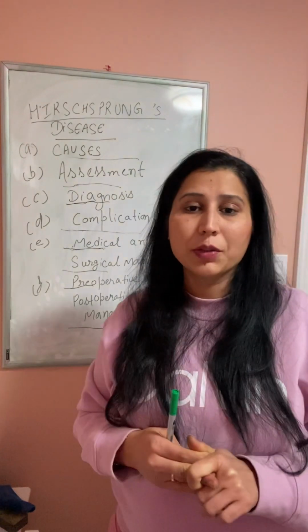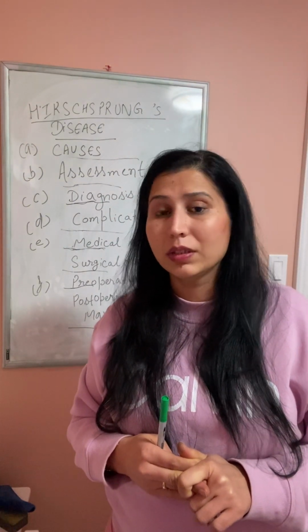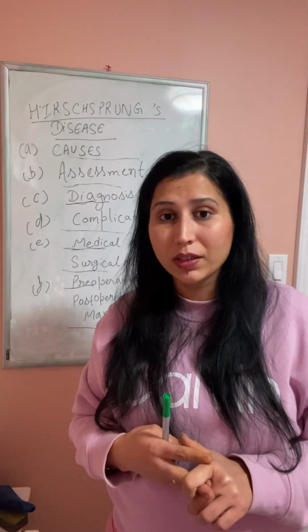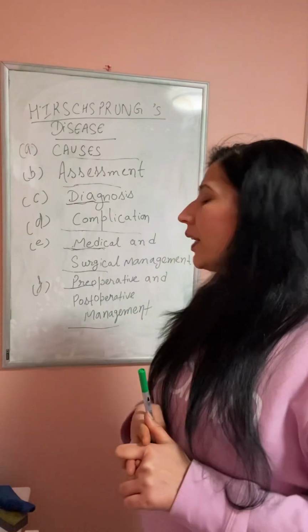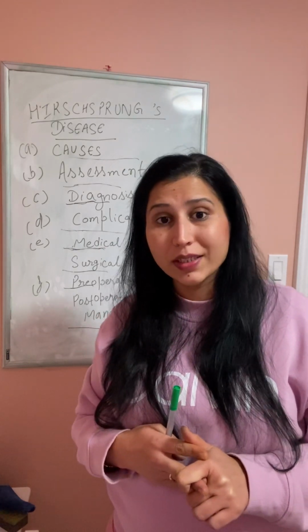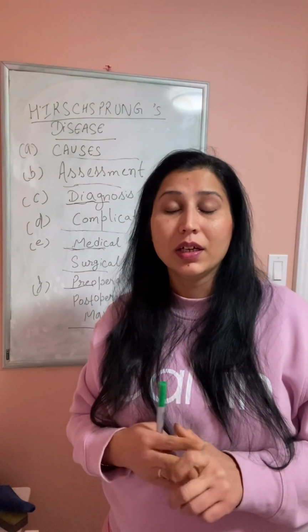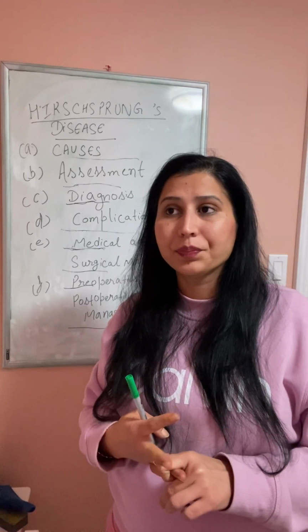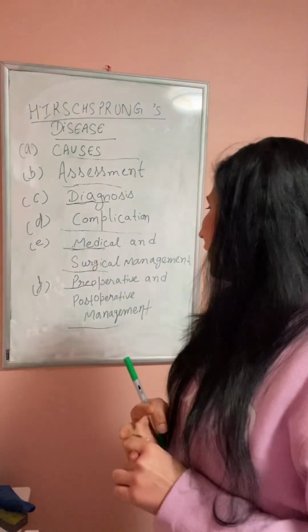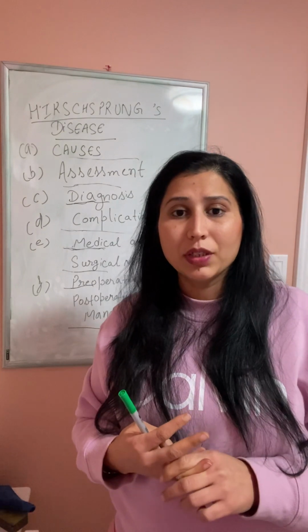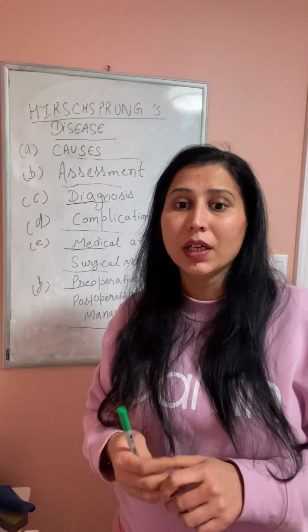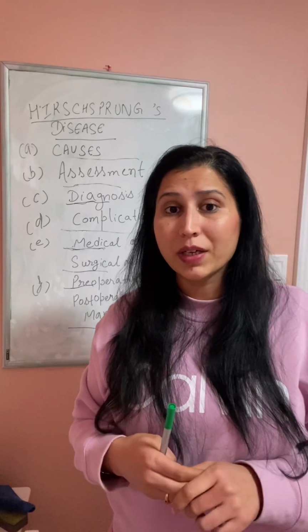Its assessment: the patient will have abdominal distension, the infant is not able to pass the meconium, children also have retarded growth, and there will be bowel obstruction. Diagnosis is through biopsy. A complication is enterocolitis; the disease can spread to the small intestine, can cause GI bleeding, and infection in the body. In medical management, we tell the patient to take a stool softener diet and normal saline irrigation, which help in bowel movement and passing the stool.